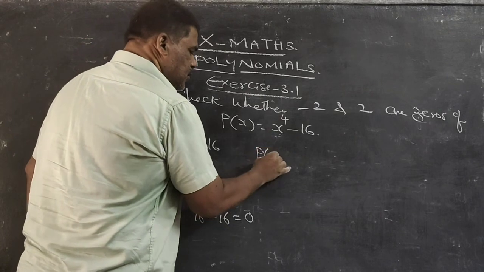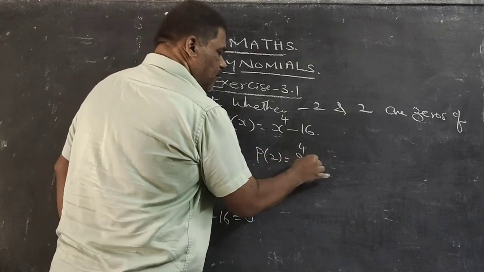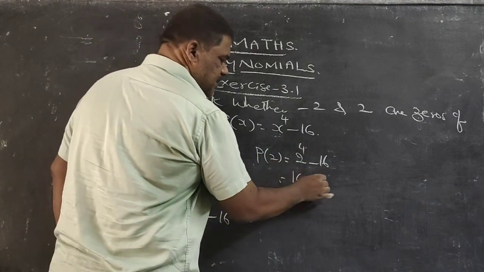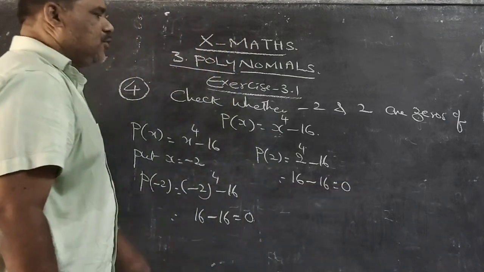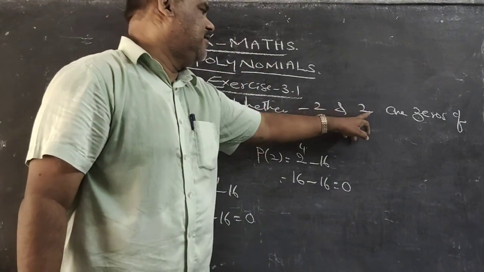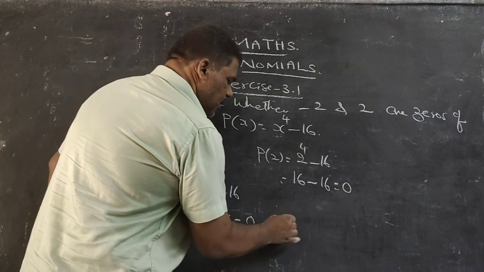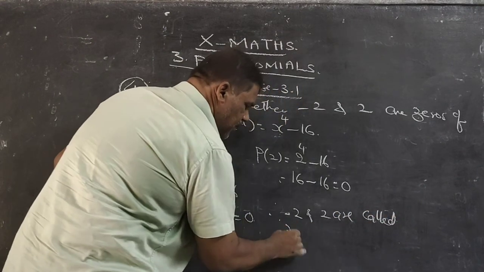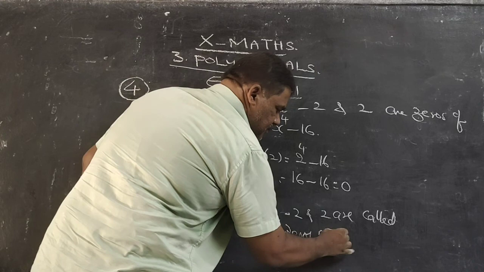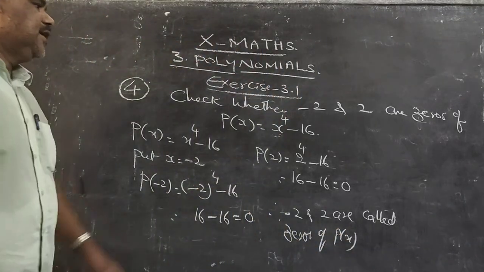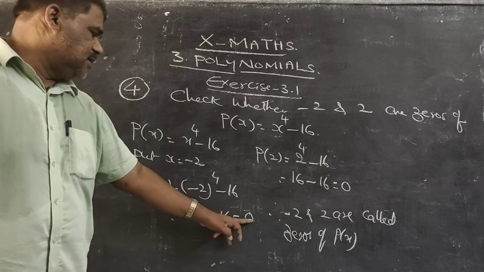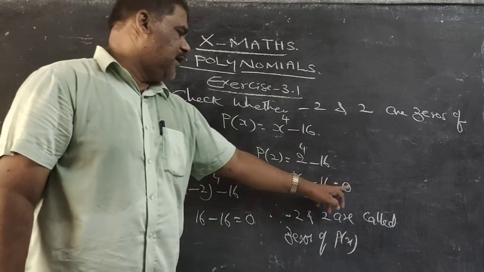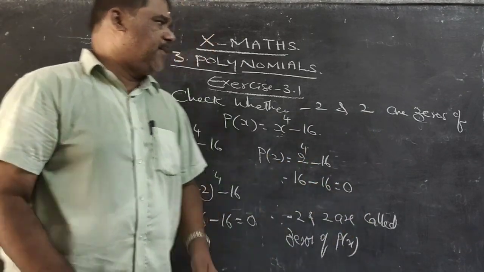Next you substitute 2 in place of x. 2 to the power 4 minus 16. 2 to the power 4 means 2 into 2 into 2 into 2, 16. That is 0. On substituting x is equal to minus 2 and x is equal to plus 2, we got 0. Therefore, minus 2 and plus 2 are called zeros of the polynomial. On substituting x is equal to minus 2, we got 0, so minus 2 is a zero of the polynomial. On substituting x is equal to 2, we got 0, so 2 is also a zero of the polynomial.